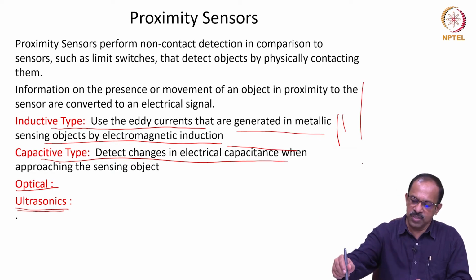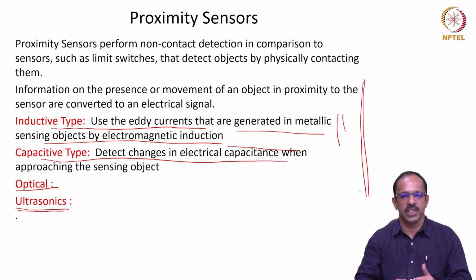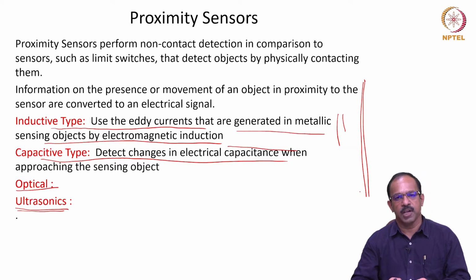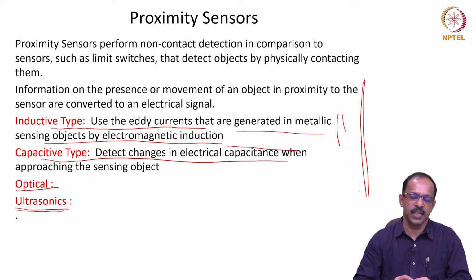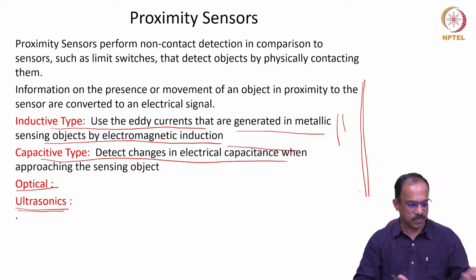So any one of these principles, whether inductive, capacitive, optical or ultrasonic, can be used to detect objects proximal to the sensor. When you attach this sensor to the robot and the robot is moving, it will be able to tell you whether there is an object near the robot or not. It won't really tell you the distance to the object or the type of object. It purely tells you whether the object is close to the robot or not. That is basically the proximity sensor.